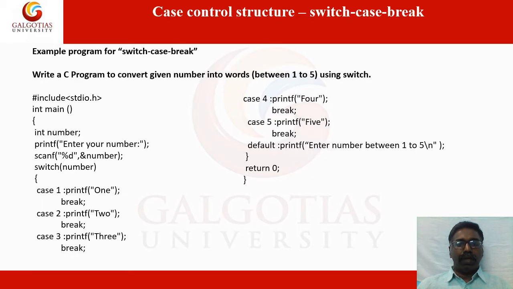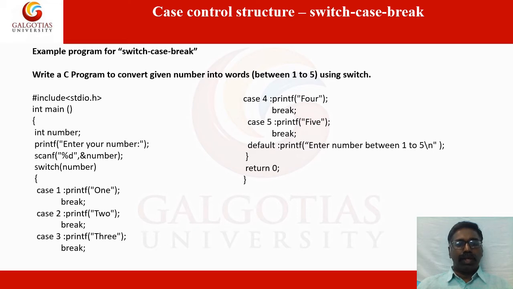Next, we are going to discuss the case control structure, that is, switch case break. The given question is: write a C program to convert a given number into a word, in between 1 to 5. We have a certain restriction. Using the switch we are going to achieve this. We declare our own variables, and then ask the user to enter a number. The user enters some number, and using the scanf function we read the value and put it in the number variable.